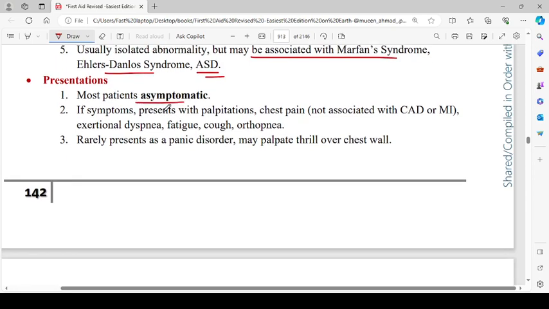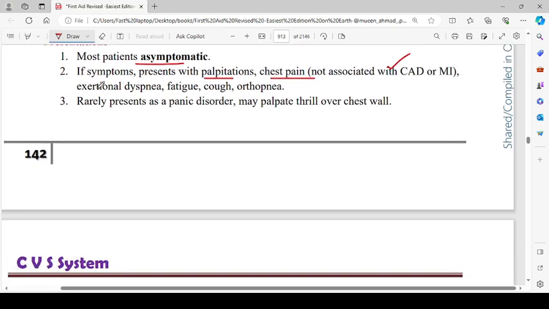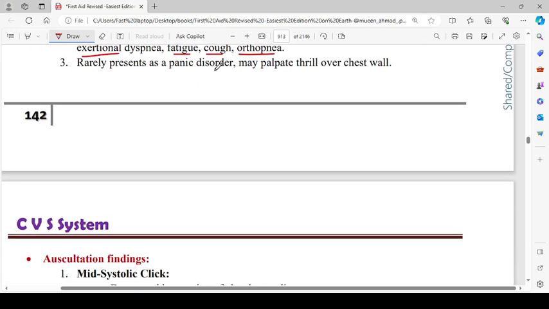If symptoms are present, then the patient will present with palpitation, chest pain not associated with coronary artery disease or MI, exertional dyspnea, fatigue, cough, and orthopnea. It rarely presents with panic disorder, and a thrill may be palpated over the chest wall.